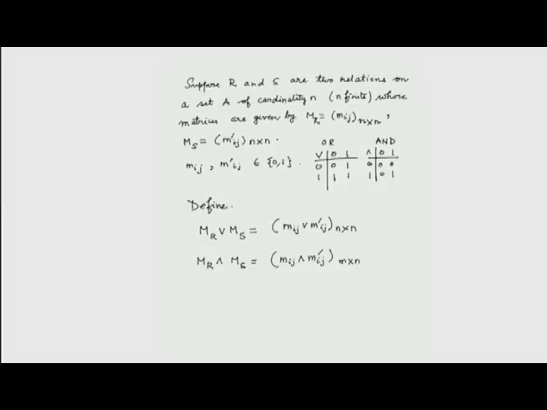Now, the question is that what is the use of doing this? We will shortly see that the AND and OR of these two matrices correspond to union and intersection of the relations. Let us look at it by an example. So, we check one example.